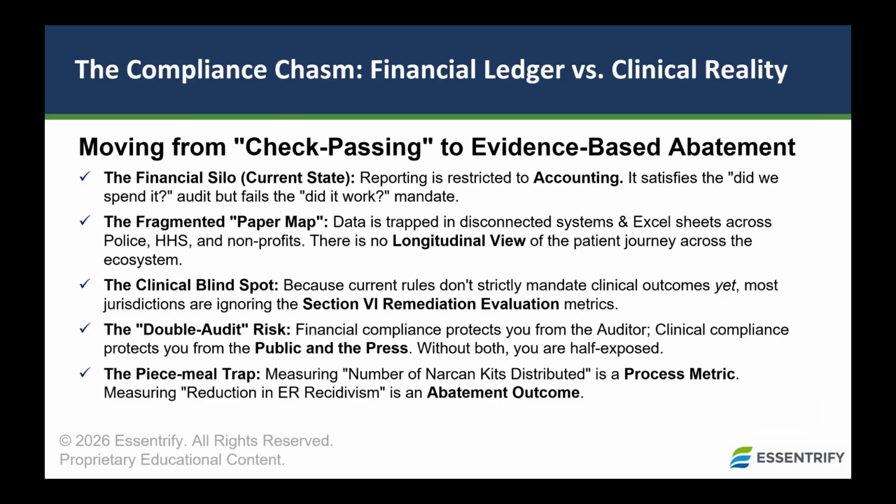And finally, we notice the piecemeal trap, which is to say, people are saying we will go with safe distribution plans, safe interventions. We'll count the number of Narcan kits, the number of doses of naloxone. Those are process metrics. Measuring perhaps the reduction in ER recidivism is an abatement outcome. So we're beginning to see perhaps people tracking what did they do. We're finding much more difficulty in organizations figuring out what was the impact.